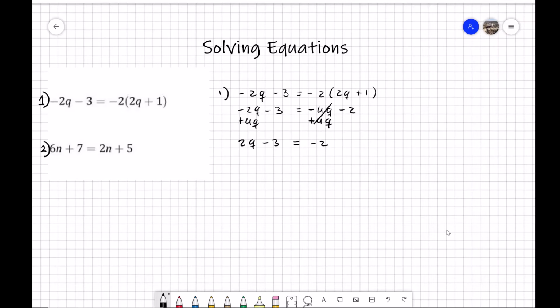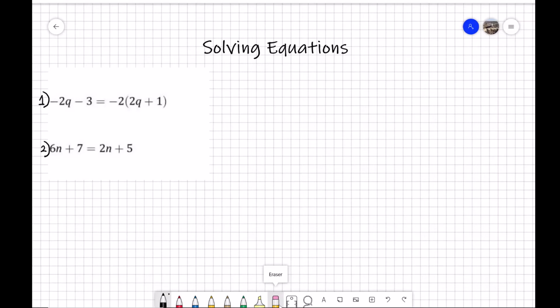Right, and now we want to get rid of the negative 3, so we have to do the opposite operation, right? And whatever we do to that side, we have to do it to the other side too. So now this gets cancelled out, and we end up with 2q equal to 1, right? 3 minus 2, 1. And finally we have a multiplication, so what we have to do is divide it. This gets cancelled out and we end up with q equal to 1 over 2.